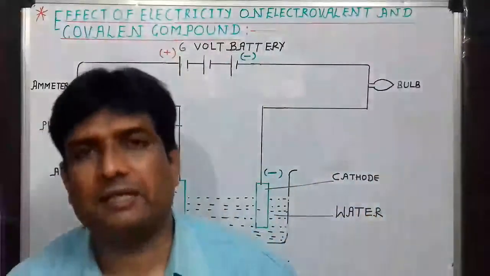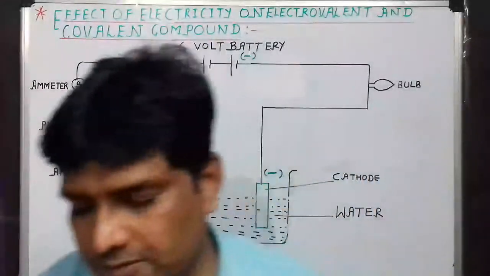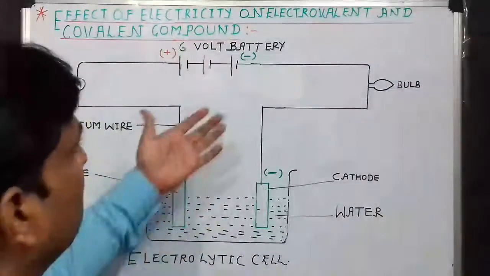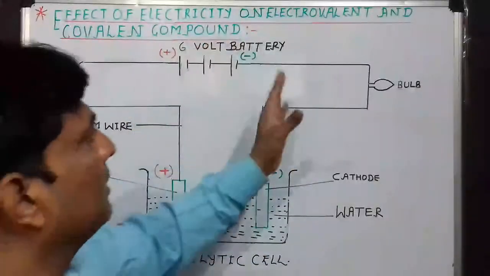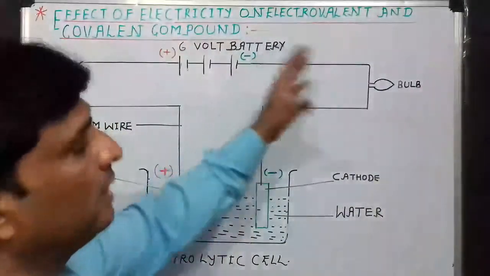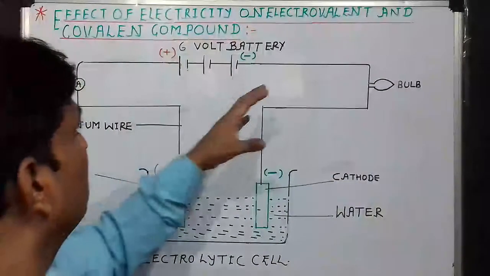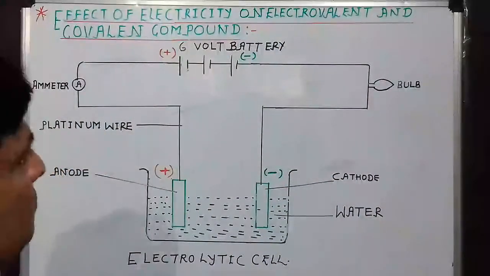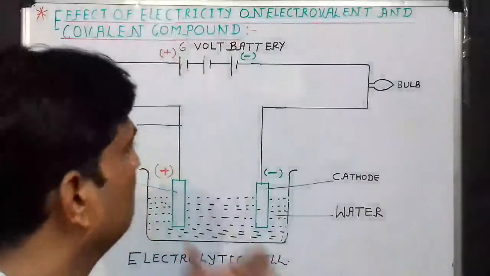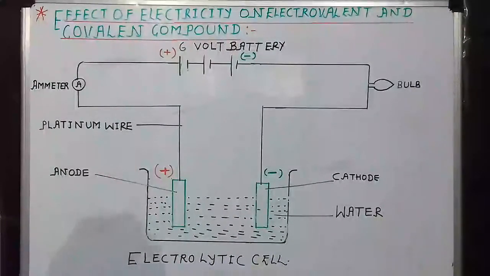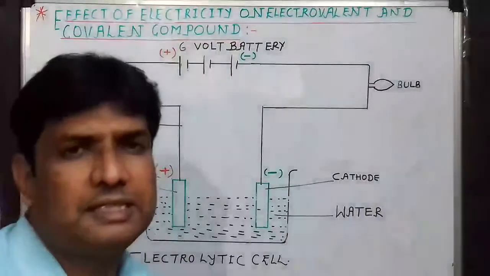Okay, you know well about electricity in physics. Here we discuss the conduction of electricity by covalent compounds and electrovalent compounds. First, you are seeing the apparatus shown in the figure. We need a 6-volt battery as the required material.